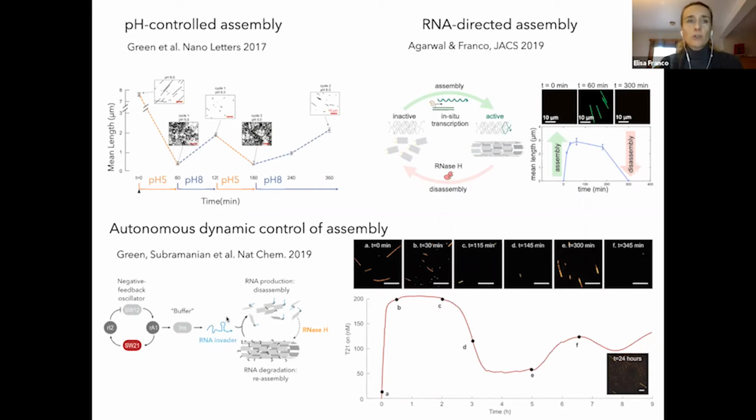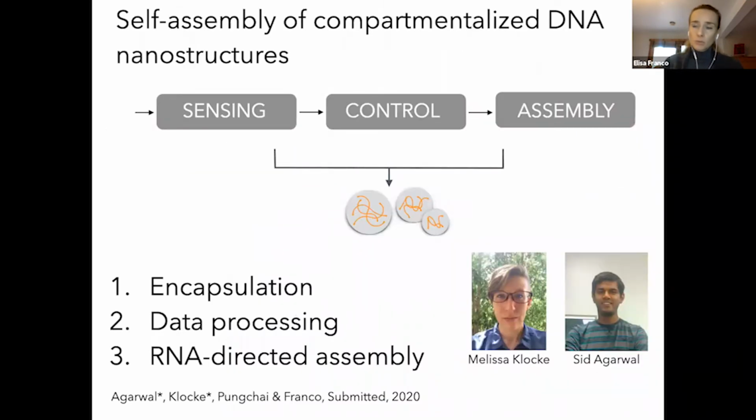Now, what I want to talk about today more in detail is instead a more recent project where, with all this toolkit of methods to control assembly and disassembly of this biological material, we explored how it would work if we were to encapsulate it in a mimic of a synthetic cell. And so I will talk a little bit about how we did the encapsulation into the compartments, how we developed the data processing, and how we achieved RNA-directed assembly in a transient way.